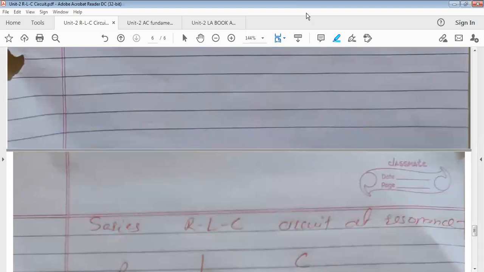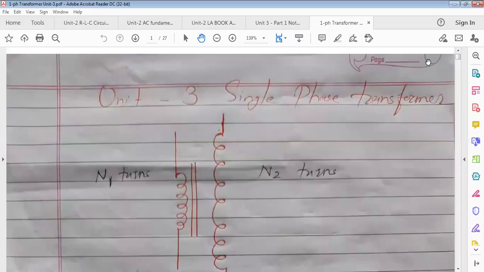Now we have finished with the second unit. So it's unit 3, single phase transformer. In your syllabus, single phase transformer is there, not 3 phase. Only a very brief introduction about the 3 phase transformer is there. We'll see that. So, the single phase transformer.